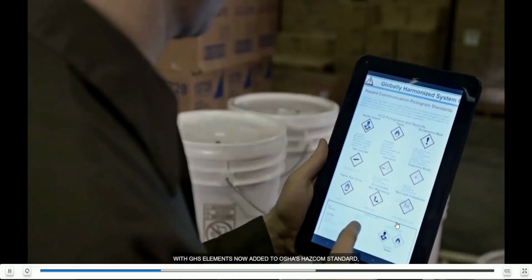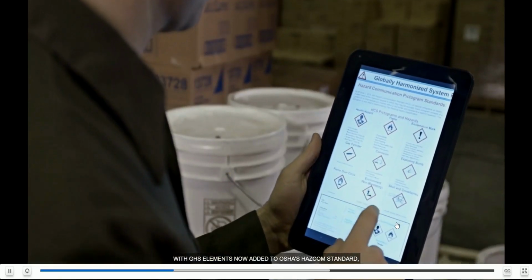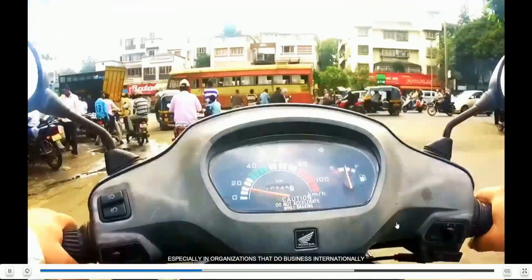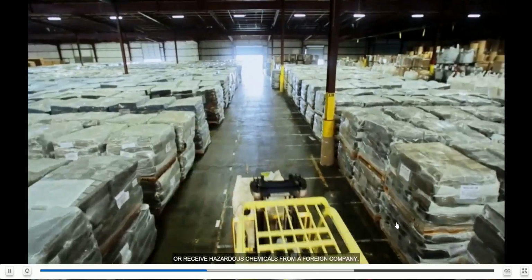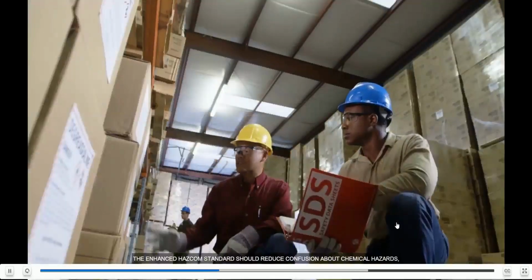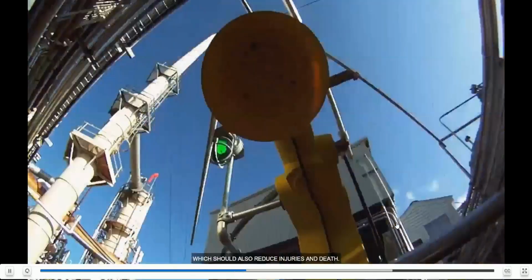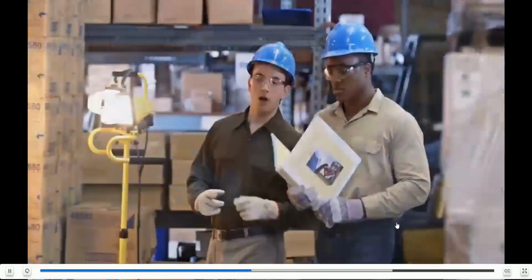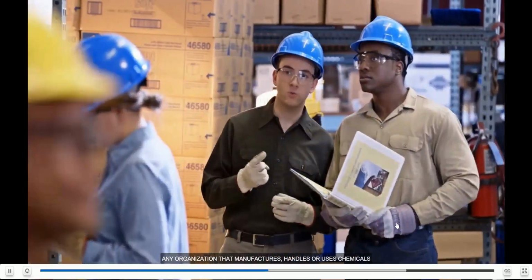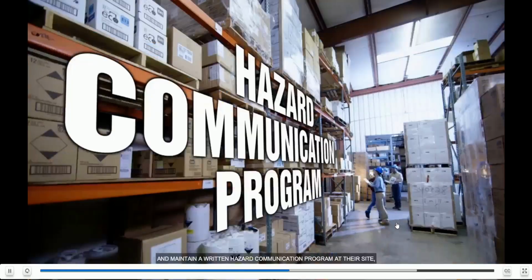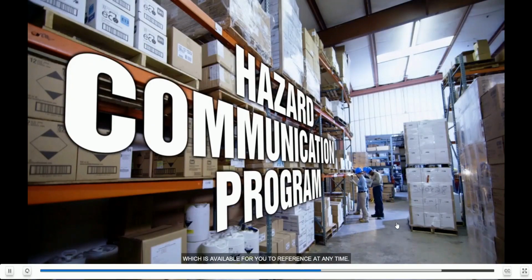With GHS elements now added to OSHA's HAZCOM standard, you'll see an increase in the quality of the hazard information you get on the job, especially in organizations that do business internationally or receive hazardous chemicals from a foreign company. The enhanced HAZCOM standard should reduce confusion about chemical hazards, which should also reduce injuries and death. Any organization that manufactures, handles, or uses chemicals must follow OSHA's HAZCOM standard and maintain a written hazard communication program at their site, which is available for you to reference at any time.